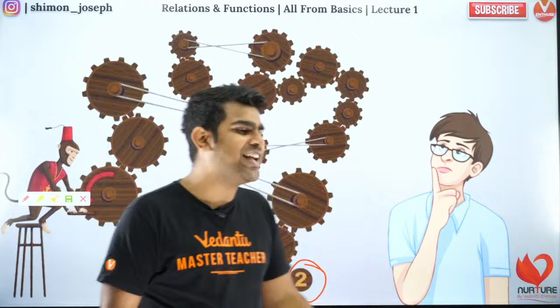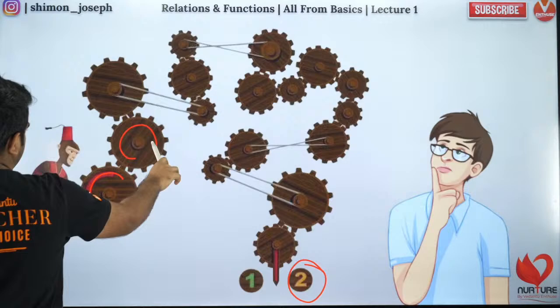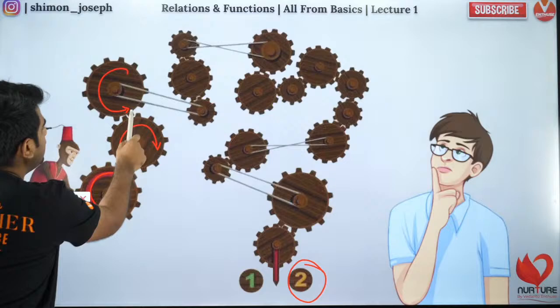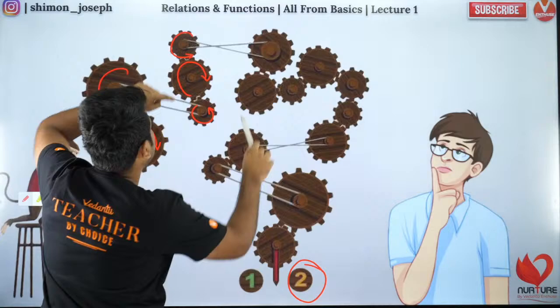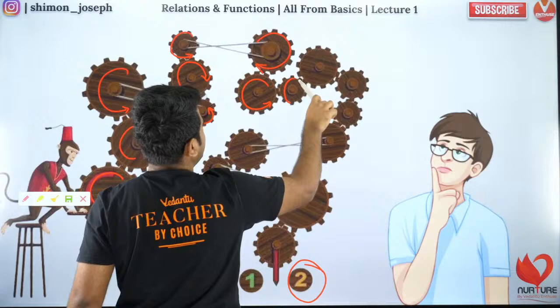Because this is left. Okay, so this will be right. So this will be left. And when it rotates left, the belt will rotate in the same fashion. See, the belt is rotating in the same fashion. So this will also be left. Got it? So this will be right. Now this will be left. Now the belt is rotating in the opposite direction. So if this is left, this will be right. If this is right, then this will be left. And this will be right. Okay, and this will be left.